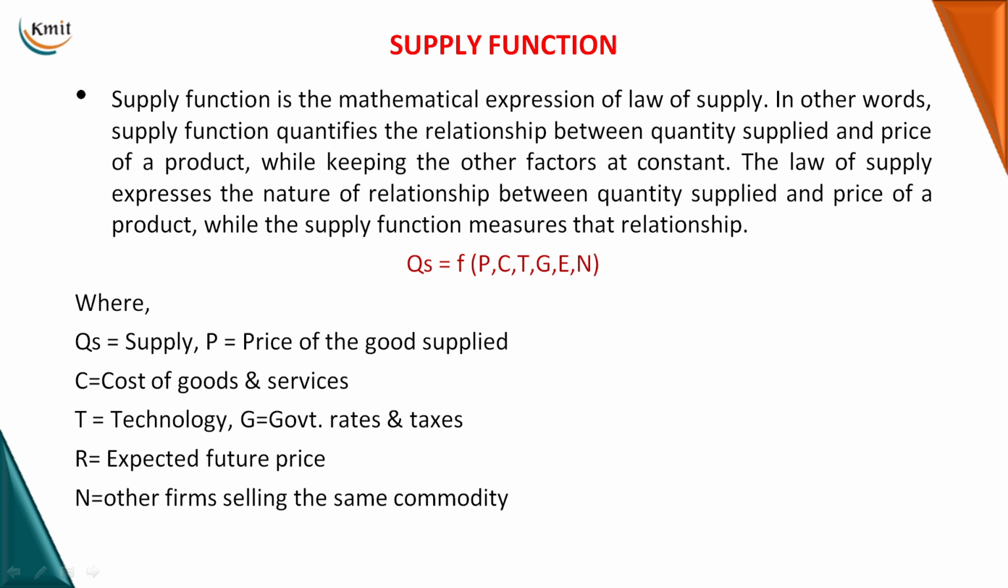Supply function is a mathematical expression of the law of supply. It quantifies the relationship between the quantity supplied and the price of the commodity while keeping the other factors constant. The law of supply expresses the nature of the relationship between the quantity supplied and the price of the product, and it is represented as quantity supplied is equal to a function of all the determinants of supply. QS is supply, P is the price of the goods supplied, C is the cost of the goods, T is the technology, G is government rates and taxes, R is the expected future price, N is the number of other firms selling the same commodity in the market.